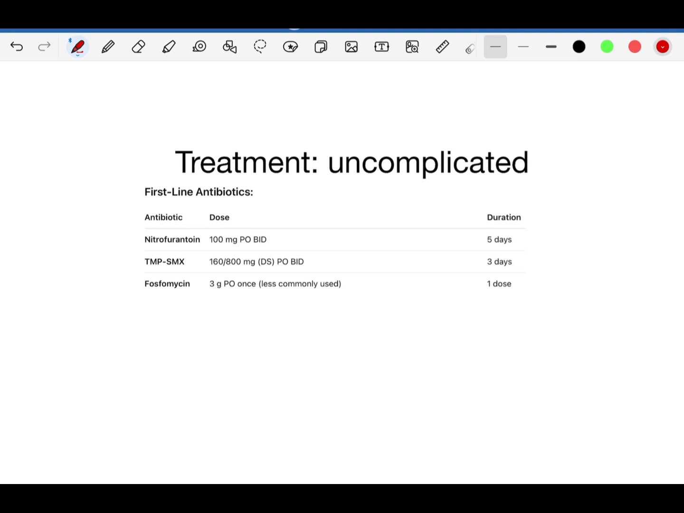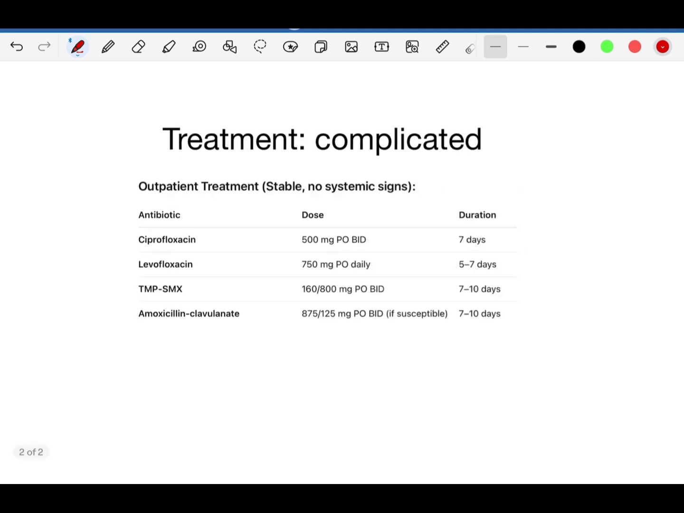Personally, I've ordered nitrofurantoin before. Maybe a couple times Bactrim, but generally from the patients I've ordered antibiotics for an uncomplicated UTI, more commonly it's going to be Keflex. Now for our complicated urinary tract infection.